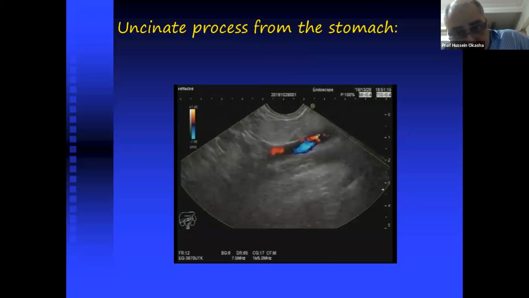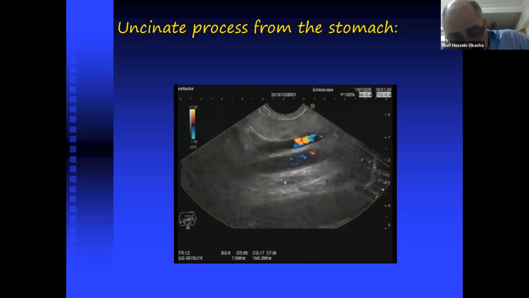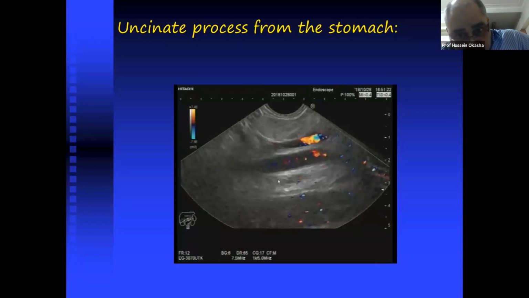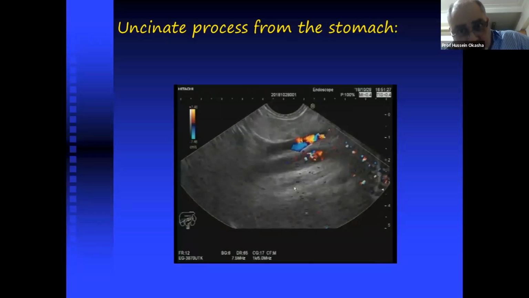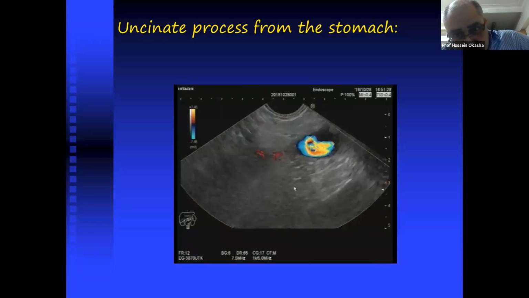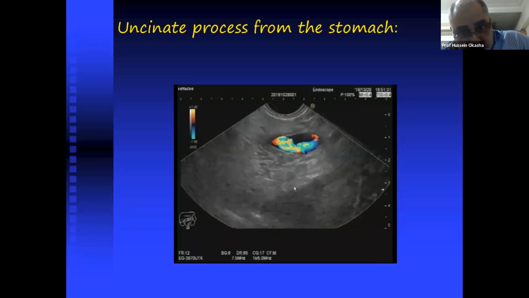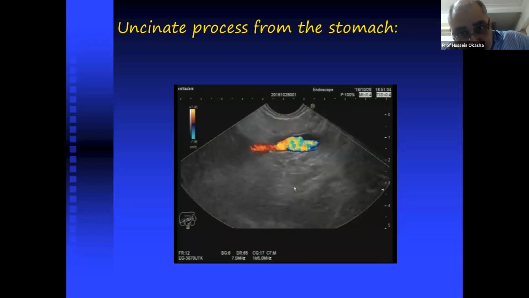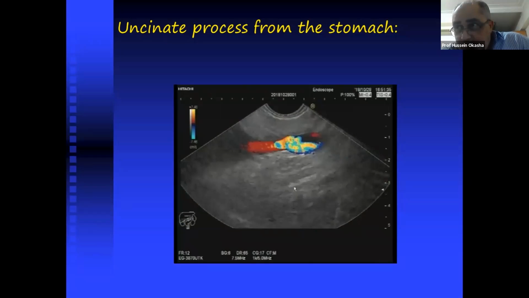So at the end, what I'd like to say is that we can see all the pancreatico-biliary system from the stomach: the uncinate process, the head of the pancreas, the papilla, the whole length of the common bile duct, including its distal part, the pancreatic duct, including its meeting at the papilla with the common bile duct, and the pancreatic body at the level of the splenic vessels and the left kidney, and then the pancreatic tail at the level of the spleen and the left kidney.